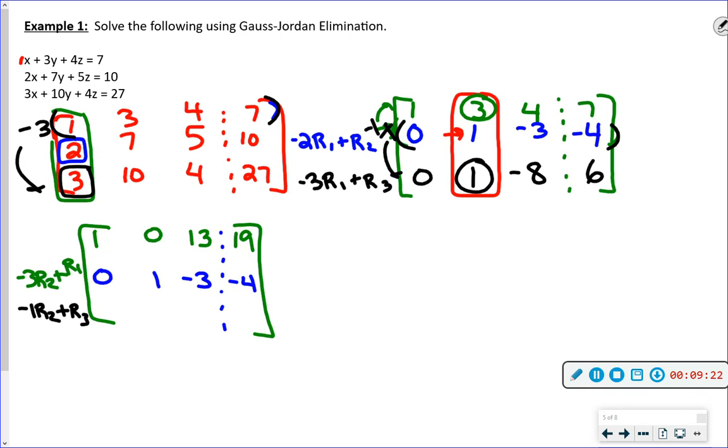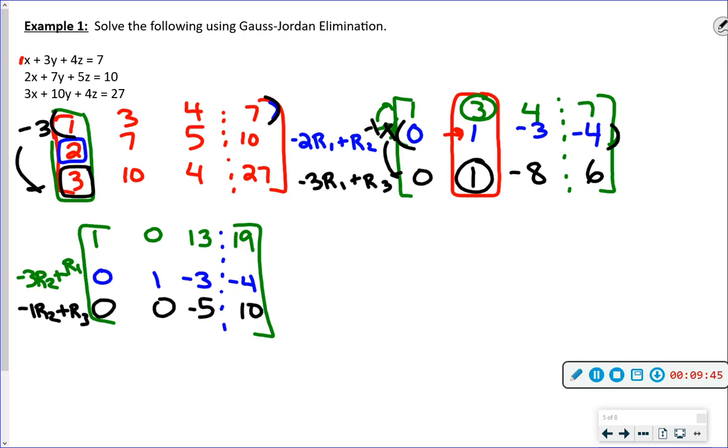So -1 times 0, 0 plus 0. -1 times 1, -1 plus 1. That's what we were after. -1 times -3, 3 plus -8. -1 times -4, 4, 4 plus 6.